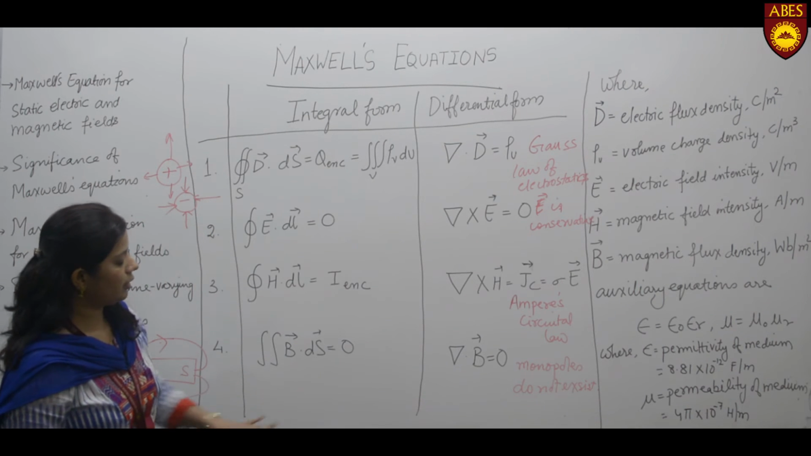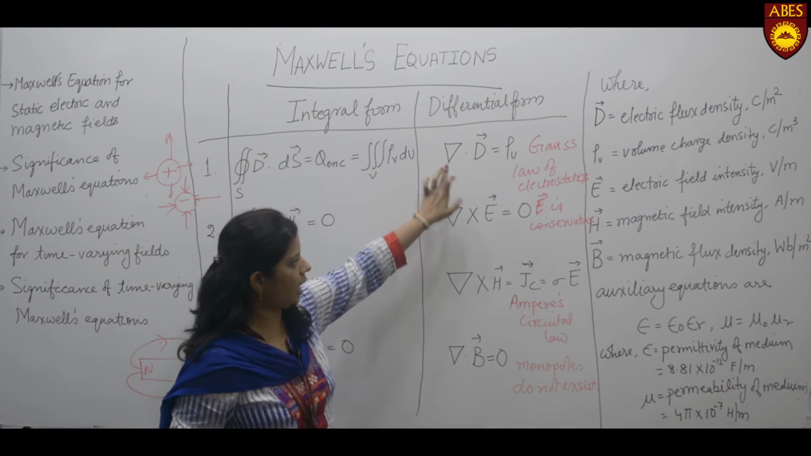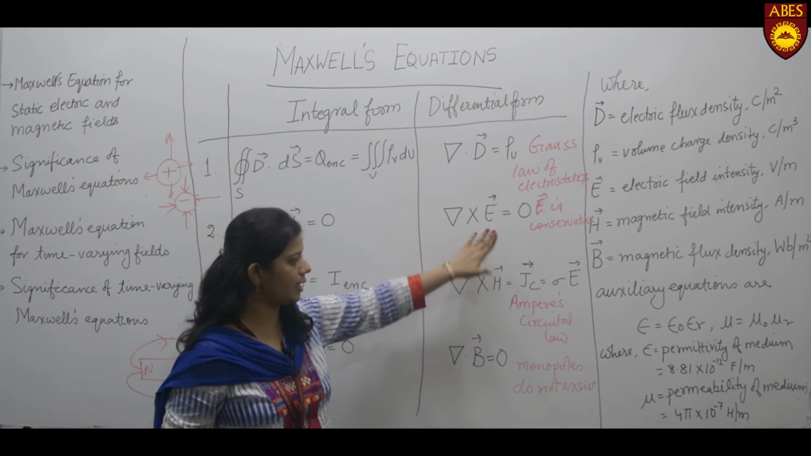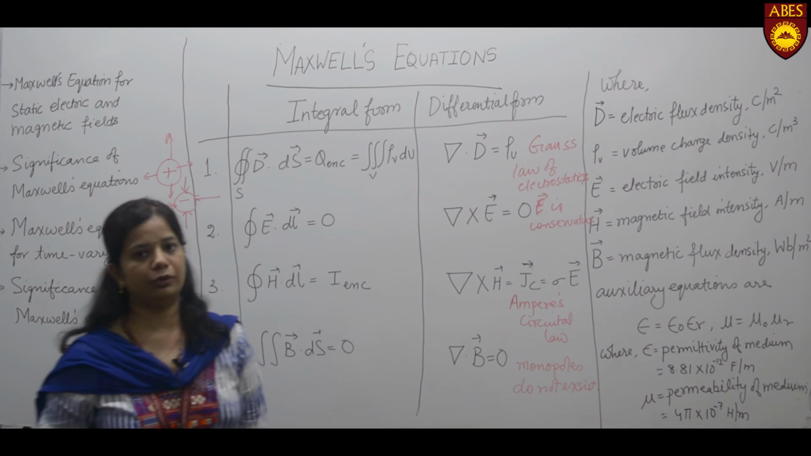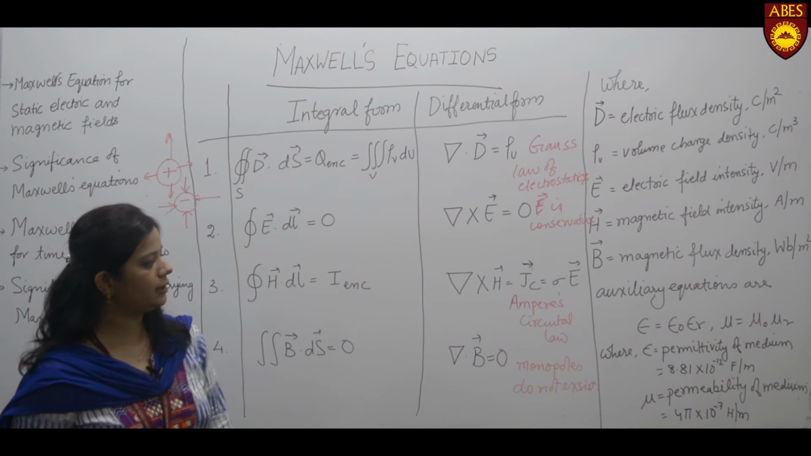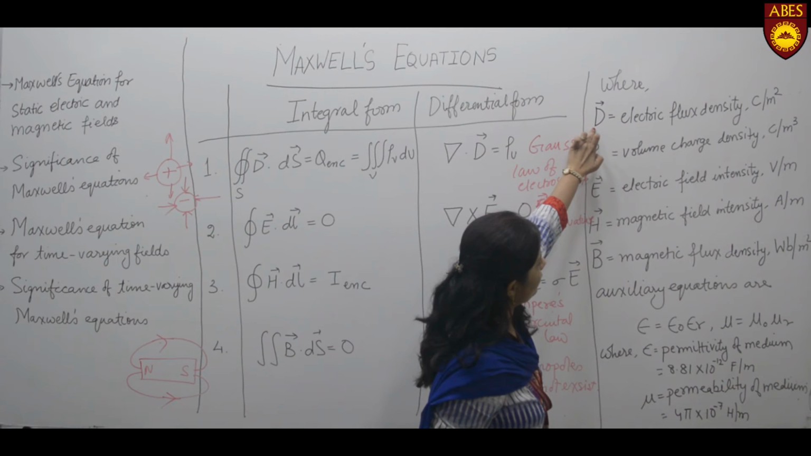This is the significance of the Maxwell's equations. This is the first law, Gauss law of electrostatics. In this, the electric field is conservative. This is the Ampere's circuital law, and this, the monopoles do not exist. These are the four Maxwell's equations, and the quantity D is the electric flux density.